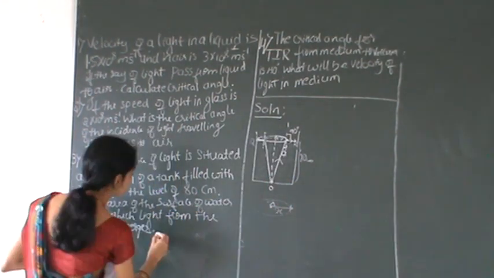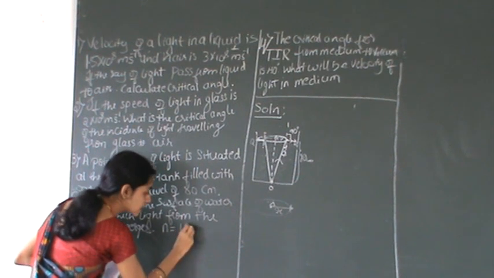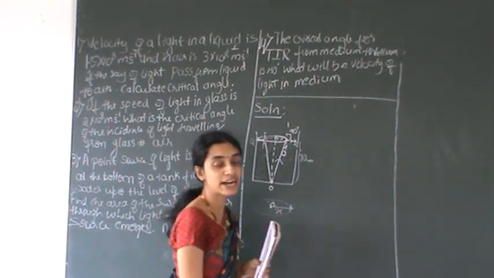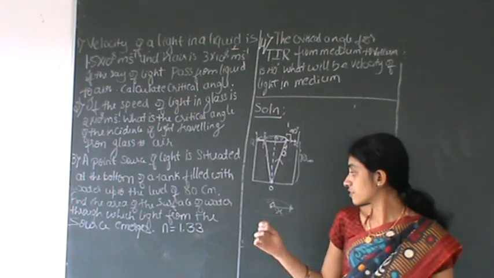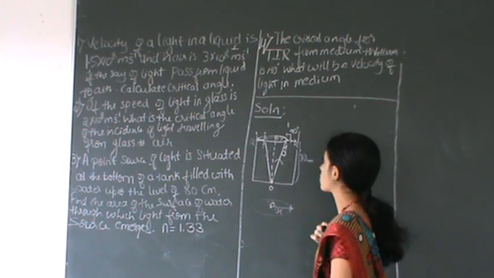One more thing is given. The refractive index of water with respect to air is 1.33. This value is given, okay. The refractive index of water with respect to air, the standard value, n is equal to 1.33.